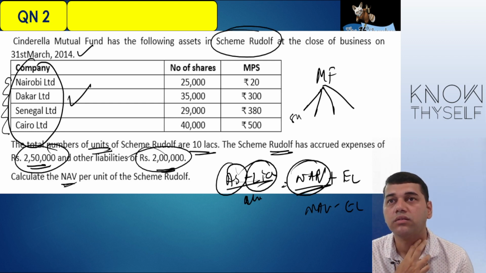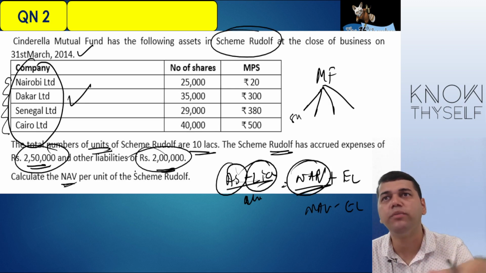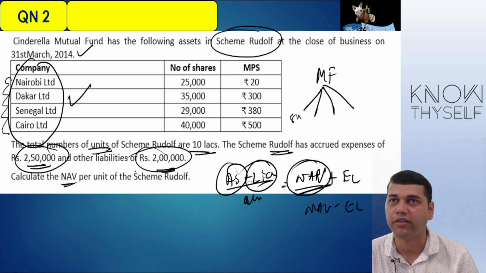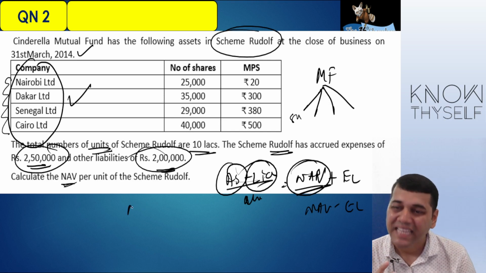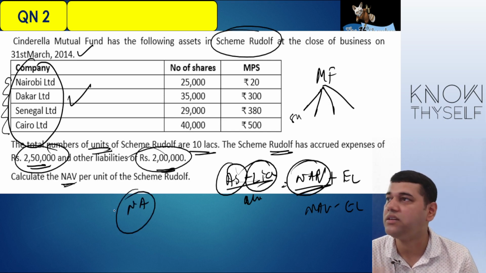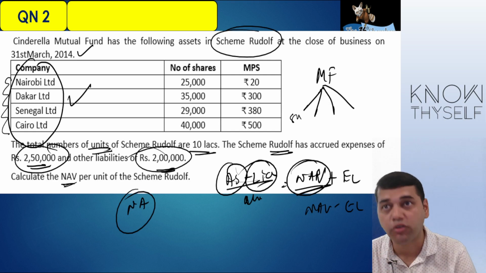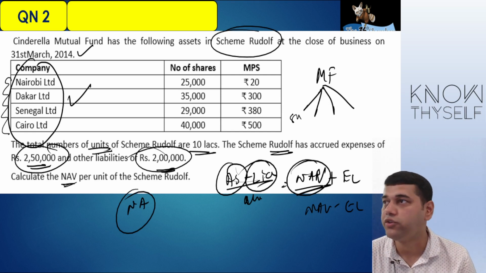Expenses you don't deduct, no? When you calculate NAV, you are not deducting expenses, right? You look only at the balance sheet. And the profits that you make, that you may distribute as income, dividend, we will see one by one. Point is clear, no? When I'm looking at NAV, net asset, the name itself suggests, expenses you don't consider. They are going to give you an expense also. You're going to ignore it.